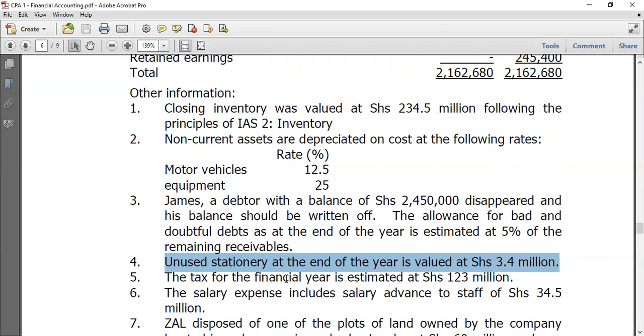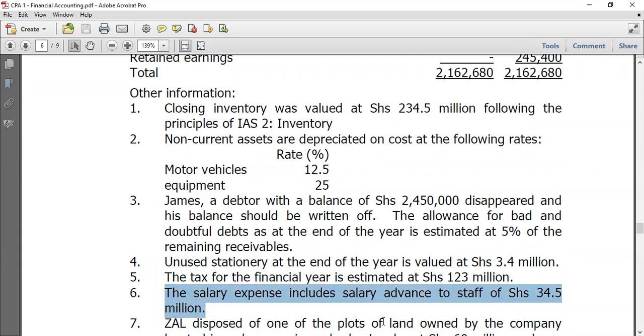Now, of course, the tax for the financial year, this is the corporation tax. Now, I want to zero in on this. They are saying the salary expense includes salary advance to staff of shillings 34.5 million. Now, let's go back.